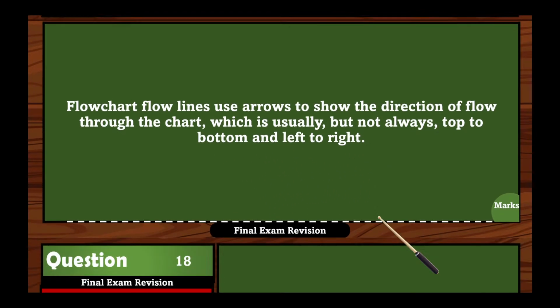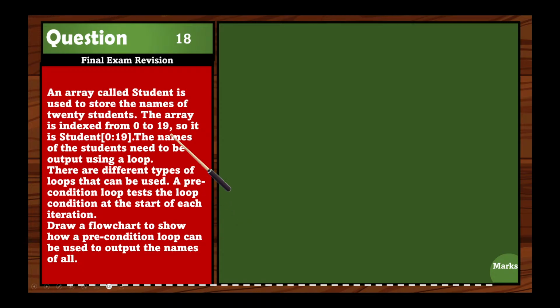Okay. Question 18. An array called student is used to store the names of 20 students. The array is indexed from 0 to 19, so it is like student 0 to 19. The names of the students need to be output using a loop. There are different types of loops that can be used. A precondition loop tests the loop condition at the start of each iteration. Draw a flowchart to show how a precondition loop can be used to output the names of all.